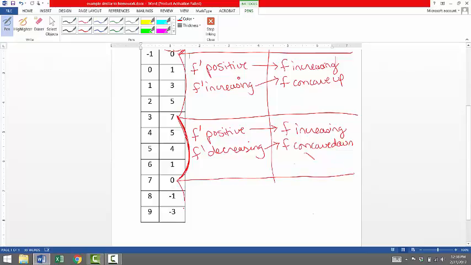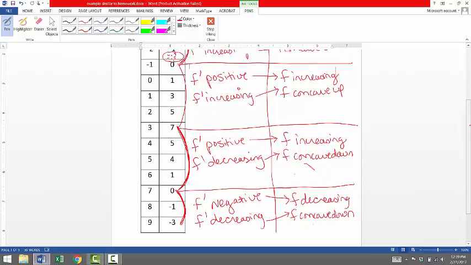The last interval of behavior that we see in the table, our f prime values are 0, then -1, then -3. So on this interval, f prime is negative, and we also see that these numbers are getting smaller and smaller: -1, -3. So the f primes are decreasing. F prime is negative, the slopes of f are negative, so f is decreasing. And f prime is decreasing, so f is concave down.